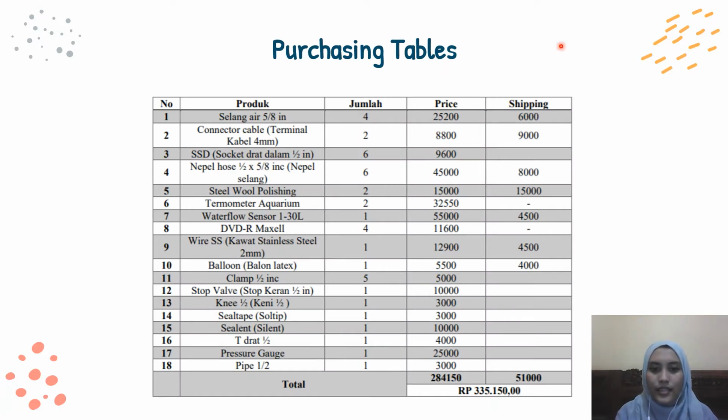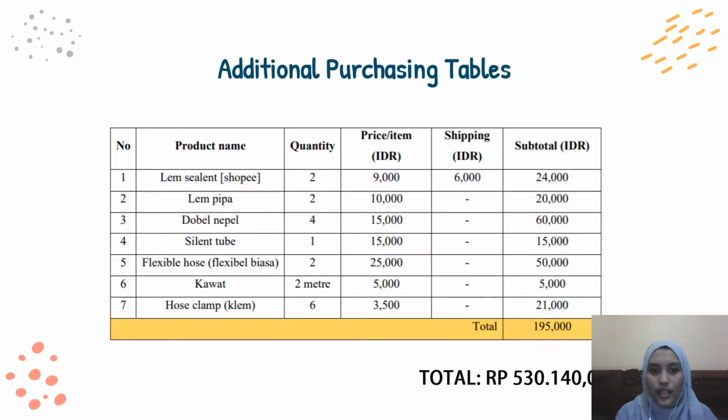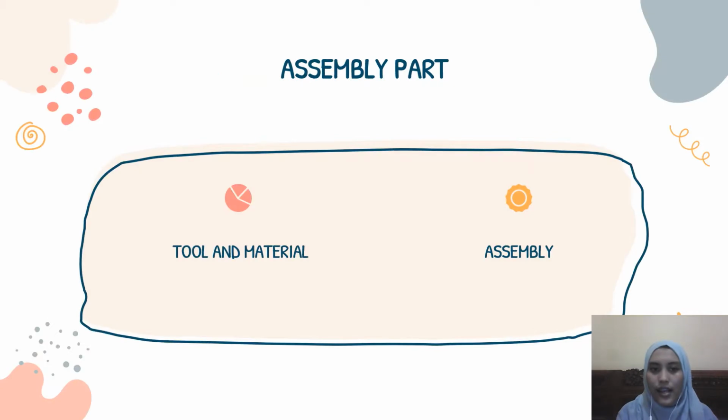And this is the purchasing table of our components. We can see the total is around 300,000 rupiah for the first purchasing, and then the second one is the additional purchasing after we decided to make modifications to the design. Then the total is around 530,000 rupiah for our purchased components. And we start with the assembly part.